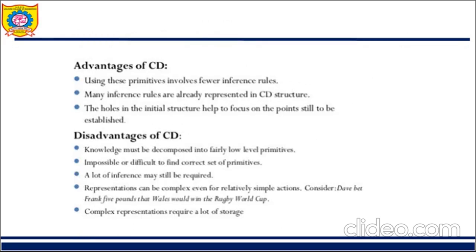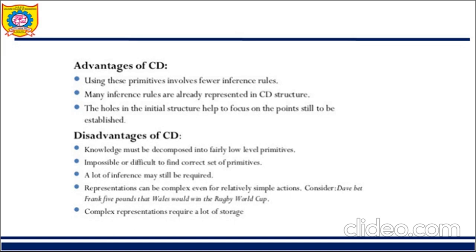Now what are the advantages of this? Using these primitives involves fewer inference rules. If you get familiar with these 10 rules and those action primitives, you can design them. Many inference rules are already represented in this way, in the structure. It is a structural representation as well as pictorial, both combined. The loopholes in the initial structure help to focus on the points still to be established.